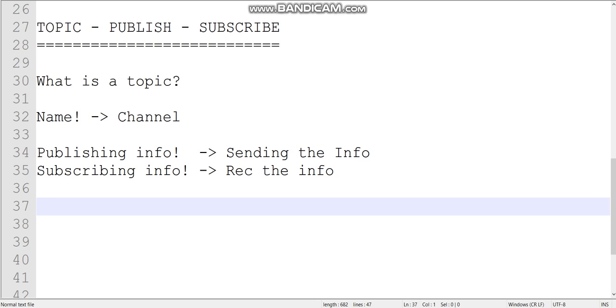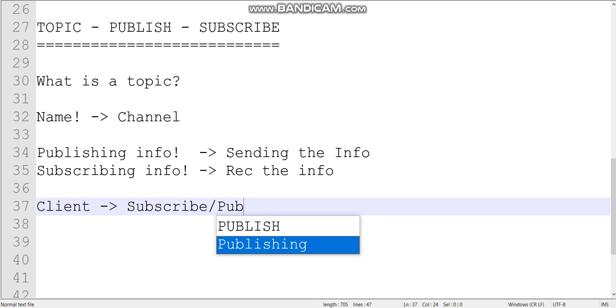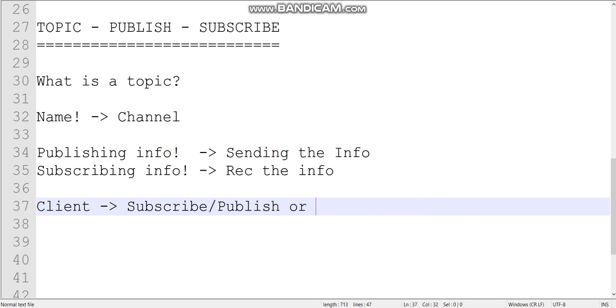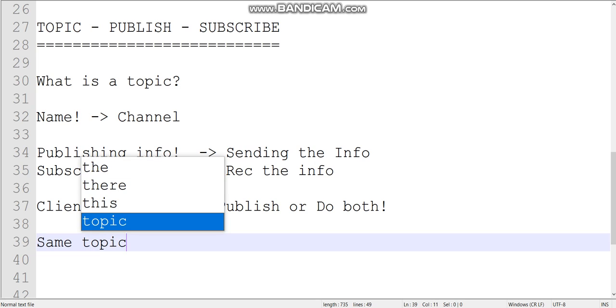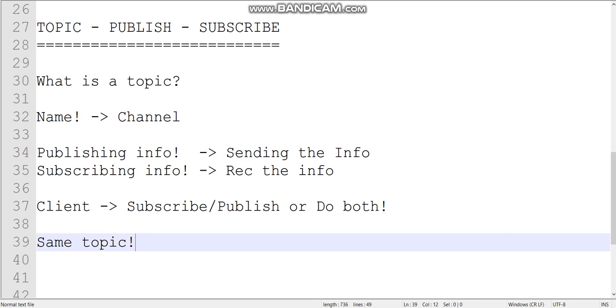Now one thing that you have to do here is a client needs to subscribe to a topic or publish to a topic, or it can do both. It can subscribe and publish to the same topic, or different topics. So you have to pay some attention here.